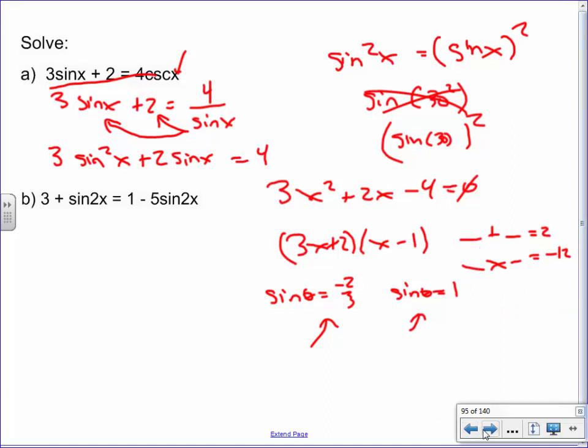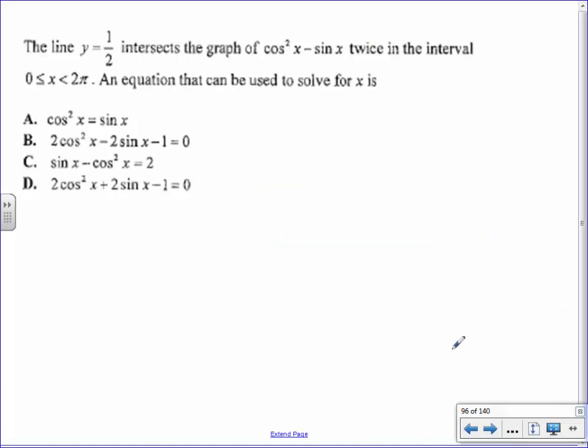Okay. So let's try some formal questions. Here's the first one. The line y equals 1/2 intersects cos squared x minus sine x twice over this interval. The question is, what equation could we use to solve for x?